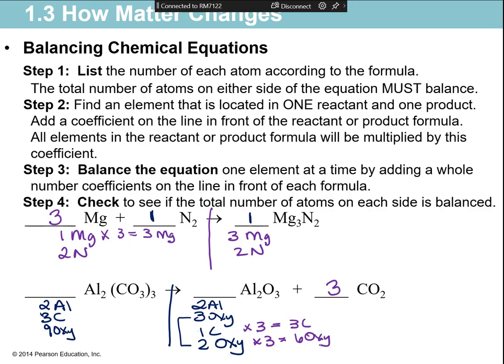So do you see that because I put a 3 on that line, everything after that coefficient gets multiplied? So I have to multiply the carbon times 3 and the O2 times 3. Okay, did I mess up my aluminums? And I always go back and try to check those. I didn't change the aluminums. Carbons are balanced now. Okay, so now we have to balance oxygen.